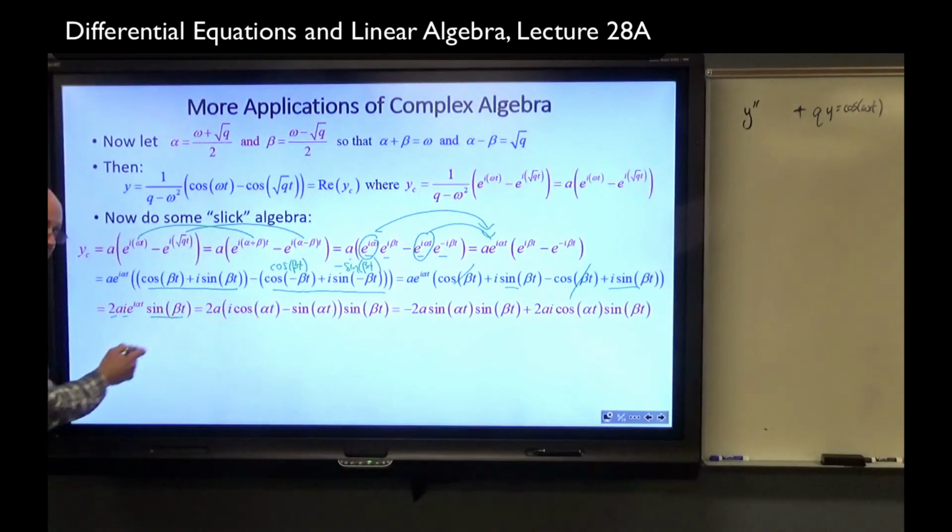2i sine beta t, but I've also got the a and the e to the i alpha t. Use Euler's identity again, now on this.